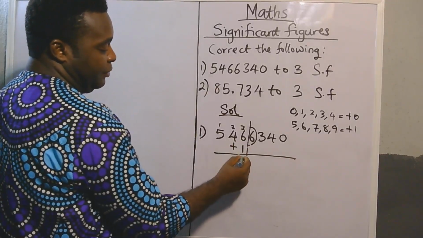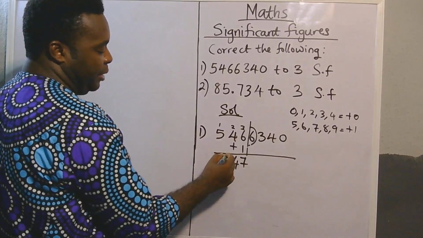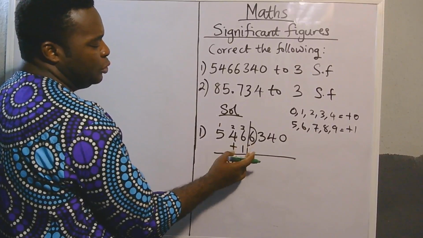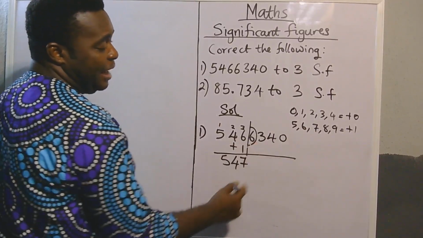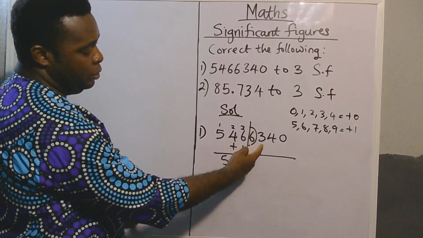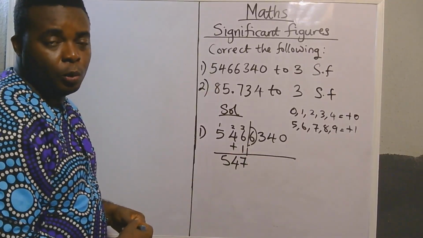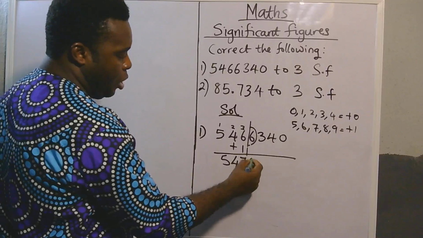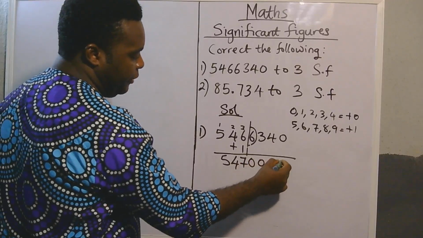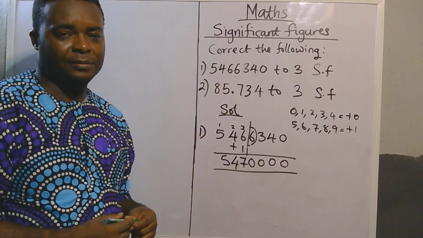6 plus 1 gives us 7. This 4, we write it down. This 5, we bring it down. Now, what happens to all the numbers after the line? There are 4 numbers after the line: 1, 2, 3, 4. So, under each number, we'll put 0. 1, 2, 3, 4. And we are done with our approximation.